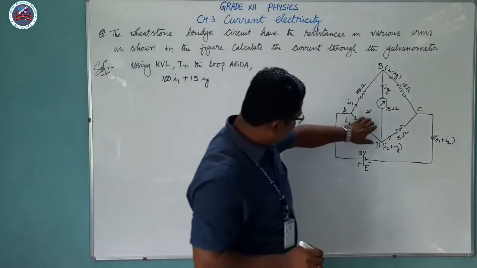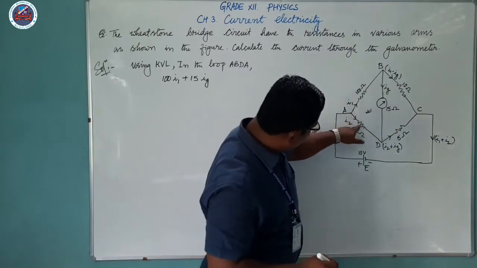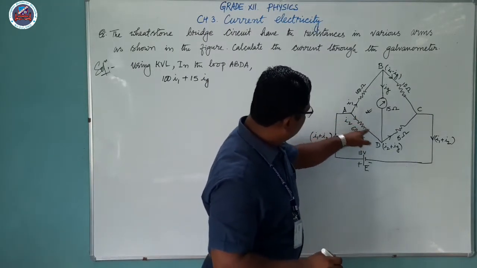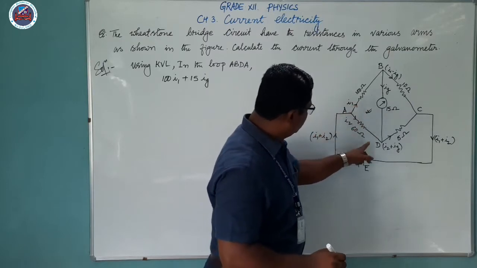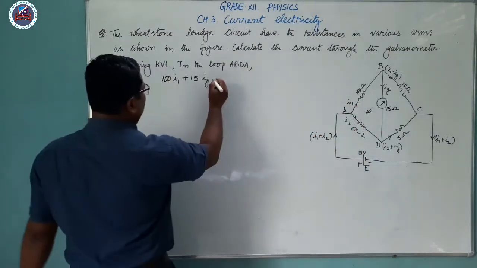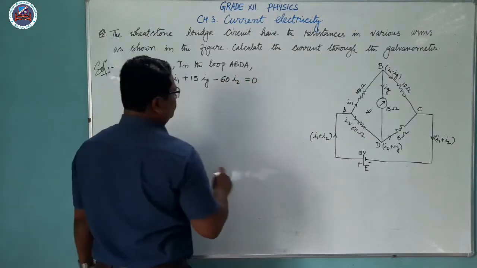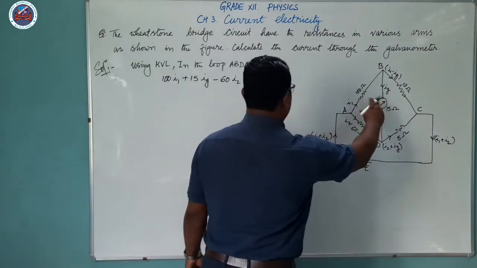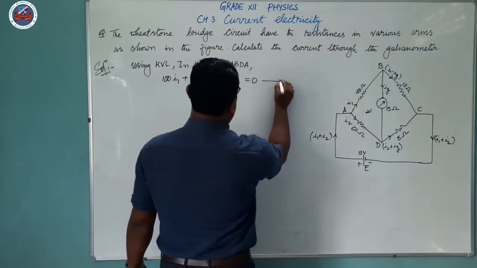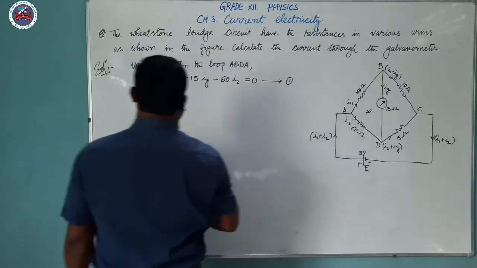And then this resistor, the current is coming this way, so it is showing anti-clockwise. So it will be negative 60 I2, minus 60 I2, is equal to the sum of EMF. There is no EMF in this loop, so it will be 0. Let us mark this equation number 1.